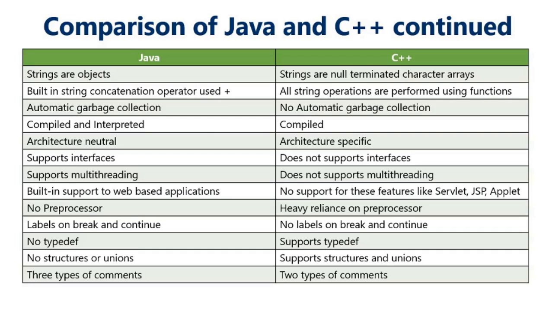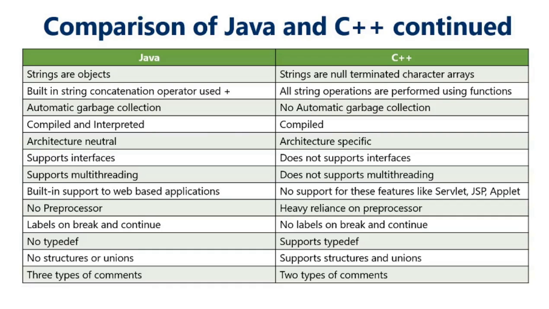Java as well as C++ both support the break and continue statements. But what is the difference between these two programming languages? Java supports labeled break and continue, whereas C++ doesn't support labeled break and continue. That means for the break statement and continue statement, we can make use of a label. Those labels are not provided in C++.